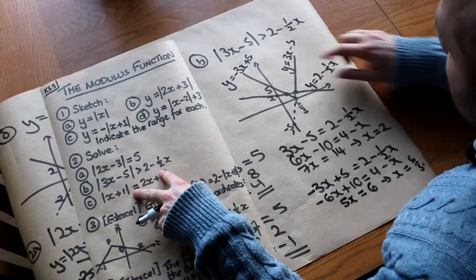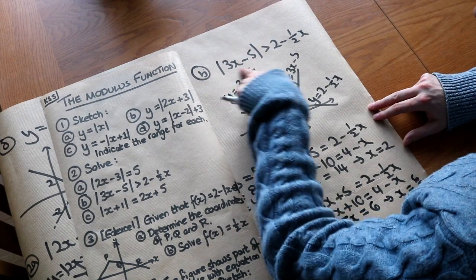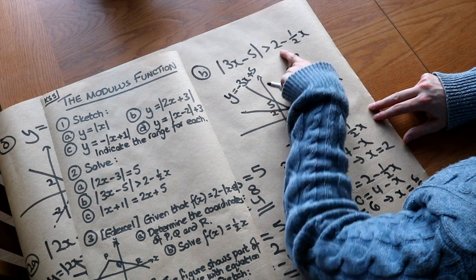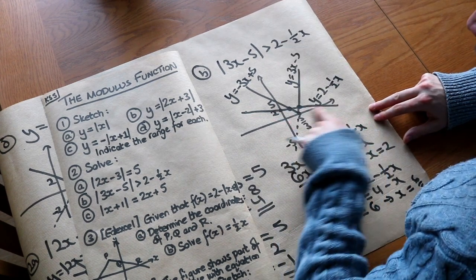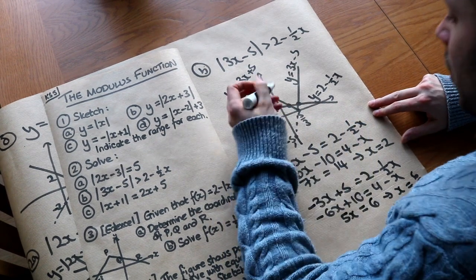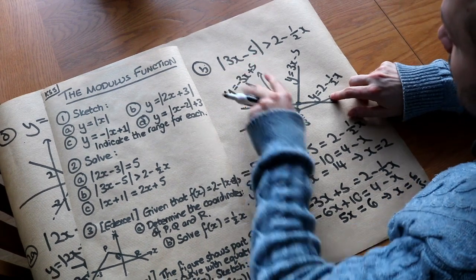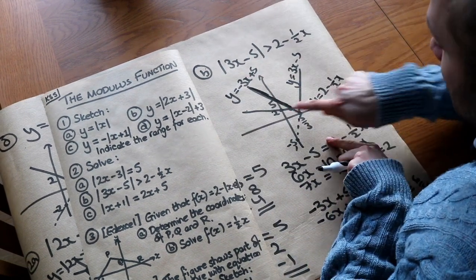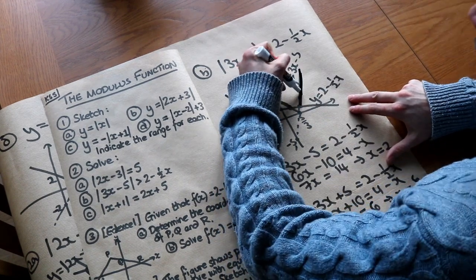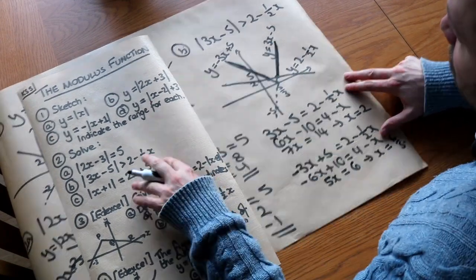But let's look at this inequality. This inequality is basically saying the y value of the modulus of 3x minus 5 graph is going to be bigger than the y value of the 2 minus half x graph. Now, where's the y value of this graph bigger than the y value of this one? Well, we can see it's in this region here, where the modulus of 3x minus 5 graph is above the 2 minus half x graph, the y value is greater, and in this section as well.